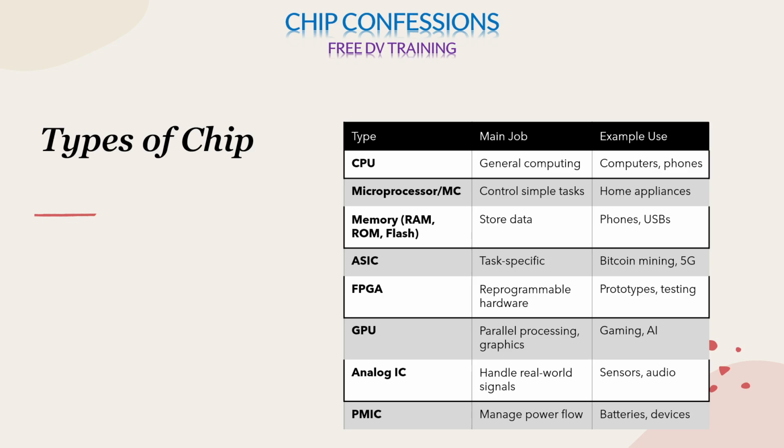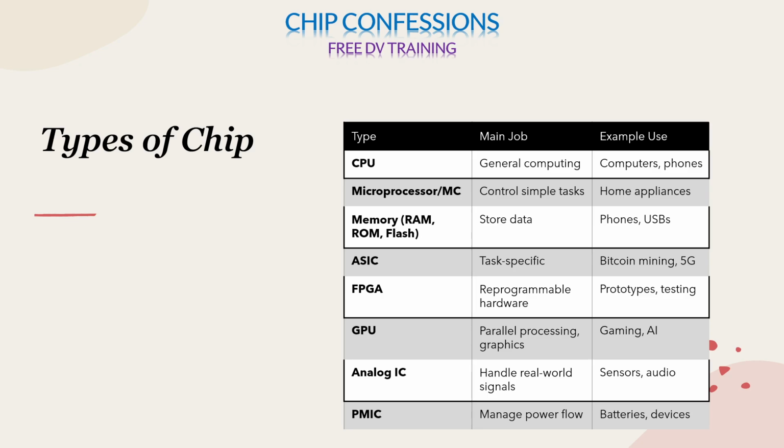Next is the microprocessor or microcontroller. This is used for simple controlling tasks, for example a washing machine or your AC. It is mainly used in home appliances, where for smaller scale or repeated control tasks we use a microprocessor or microcontroller.